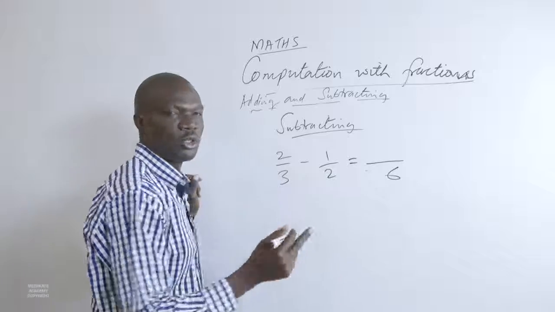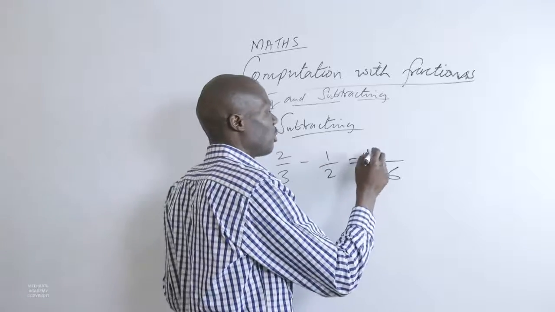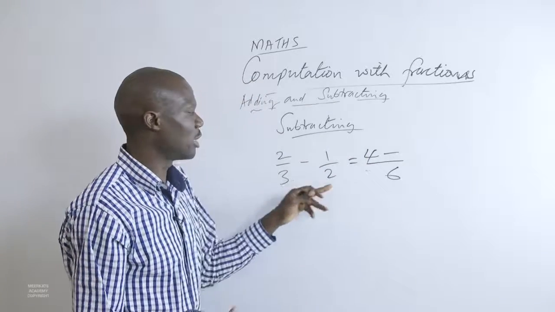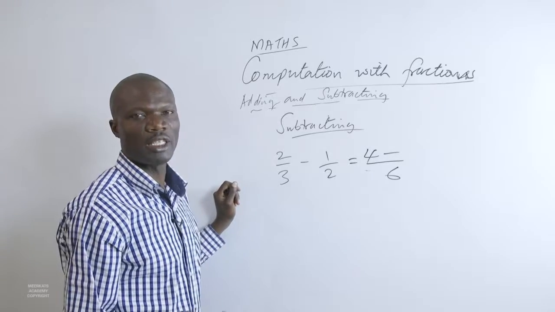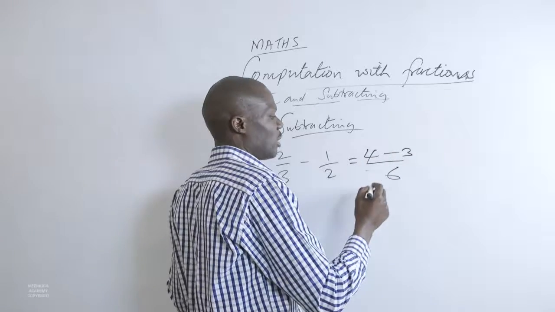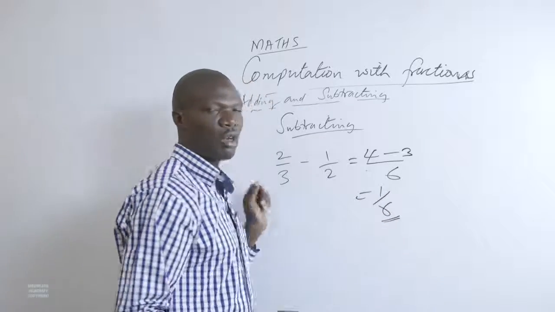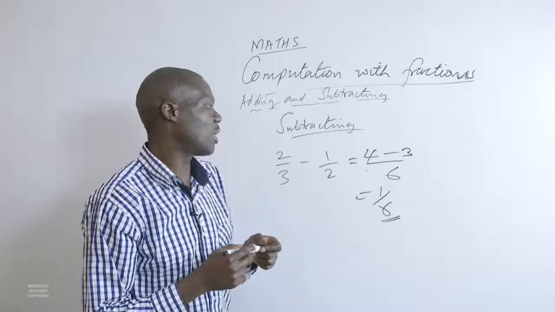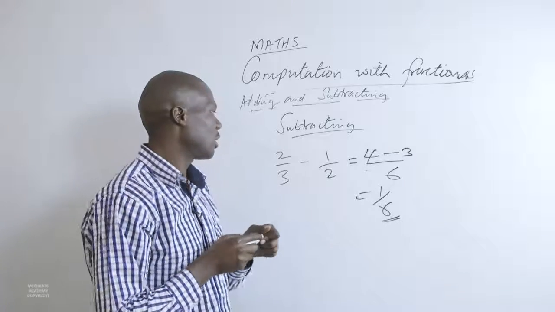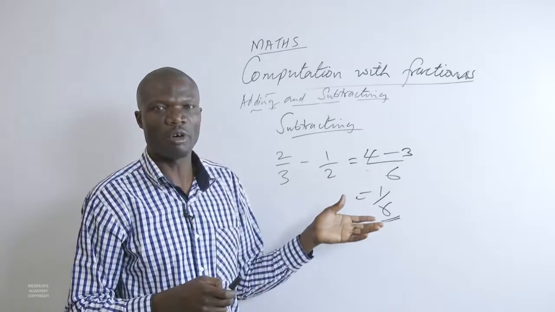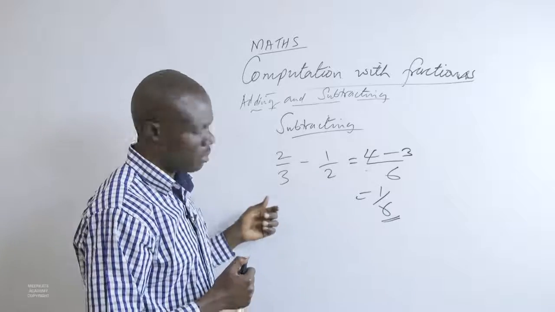6 divided by 3 is 2. 2 times 2 is 4. 6 divided by 2 here is 3. 3 times 1 is 3. So this becomes 1 over 6. 1 over 6 is our solution and the simplified fraction for this particular part.